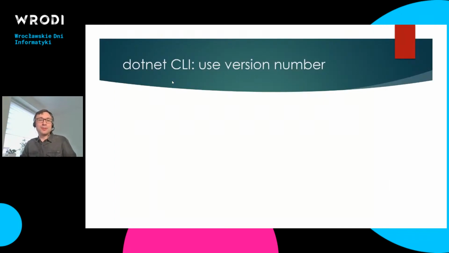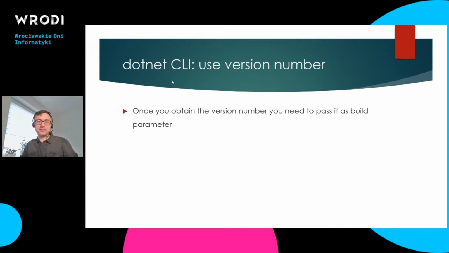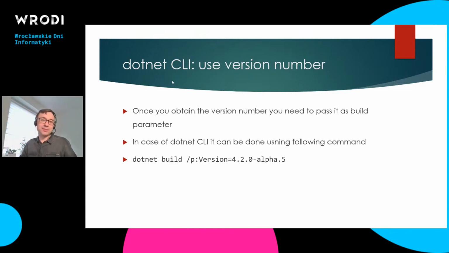From the .NET developer perspective, I also wanted to show you how I add this as a parameter to my build, so my artifacts are versioned properly. In case of a .NET build, it's just adding this version parameter and then providing the version calculated by GitVersion.